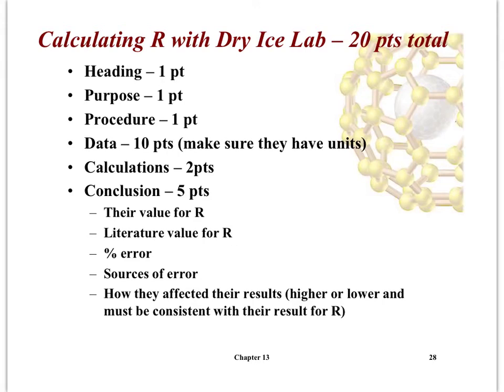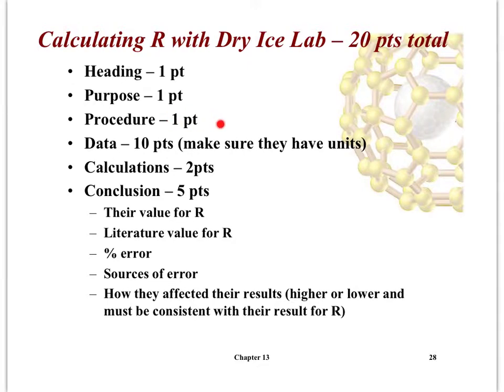Hi everybody. We're gonna trade and grade the calculating R with dry ice lab, so please take yours out and trade with a partner. First we're gonna do the headings, so as always it's 1 point. They need their name, partner's name, lab title, date, and lab station number. The purpose is also 1 point, so it was to calculate the ideal gas law constant, or R, using dry ice.